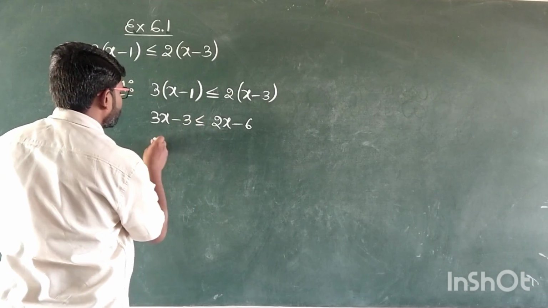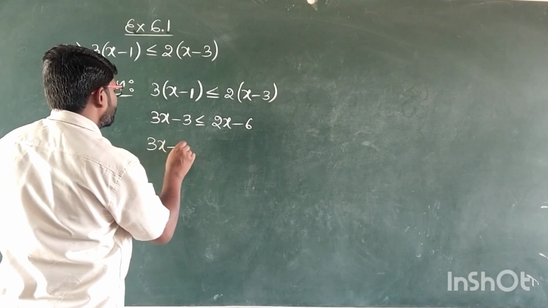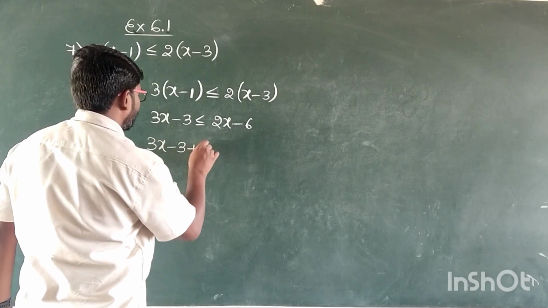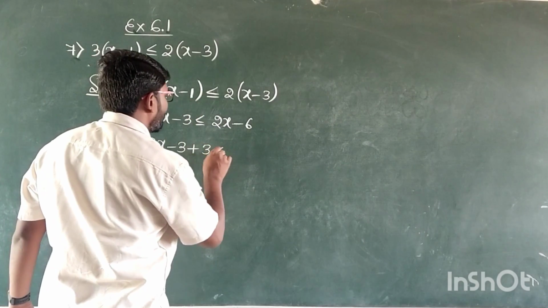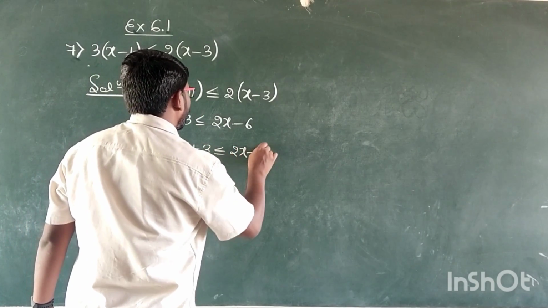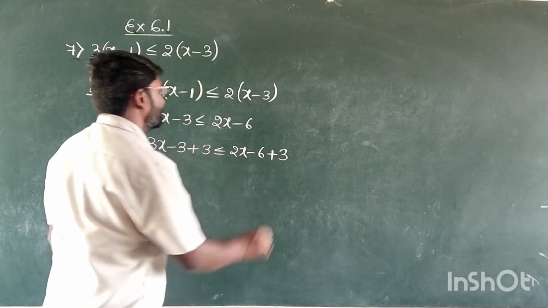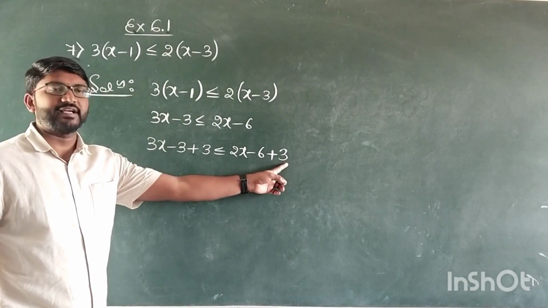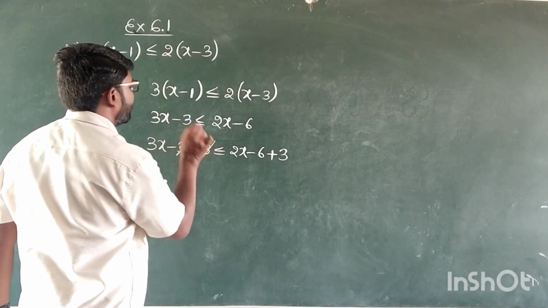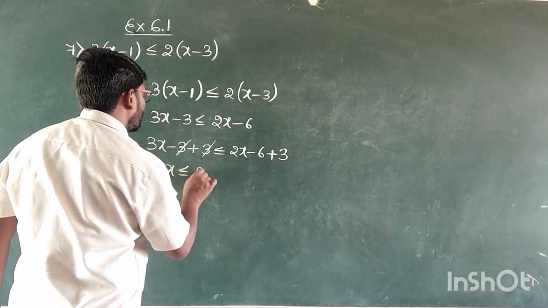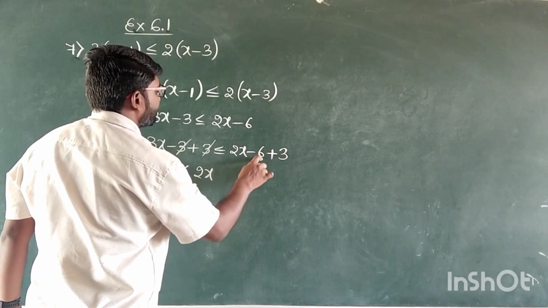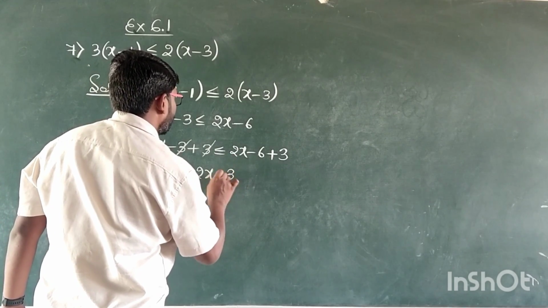So what I do is 3x minus 3 plus 3. I am adding 3 on both sides, less than or equal to 2x minus 6 plus 3. Here we are adding 3 on both sides. So minus 3 plus 3 gets cancelled. 3x, write it as it is, less than or equal to 2x. So minus 6 plus 3 will be minus 3.